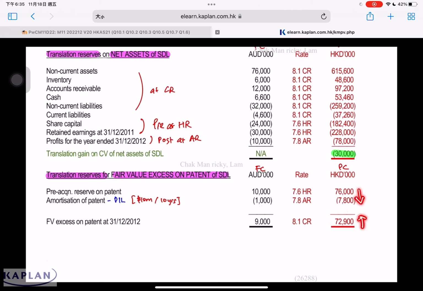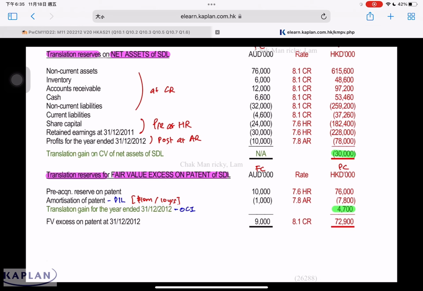So after that, we have to calculate the balancing figure. 76,000 minus 7,008 minus 72,900. There's a difference of Hong Kong dollar 4,007. After translation, the asset value is higher. When asset value is higher, this represents a translation gain. This gain will be recognized in OCI. This is the figure that we need to calculate, 4,007.